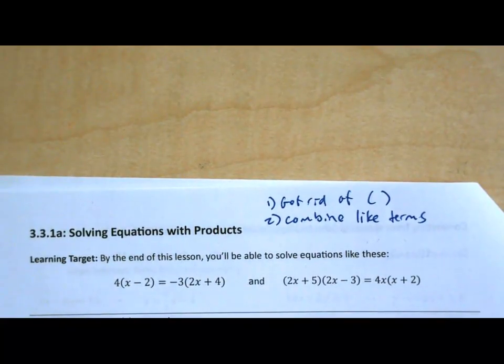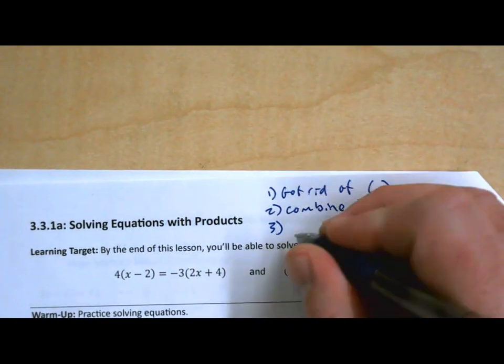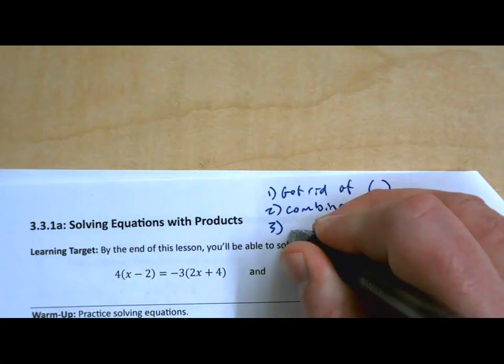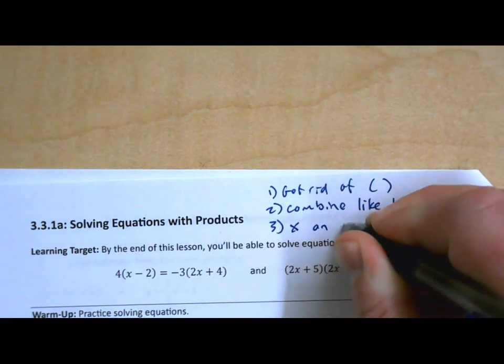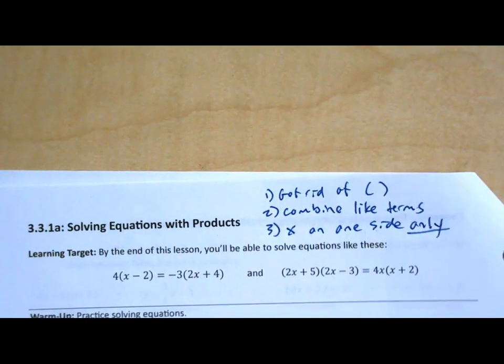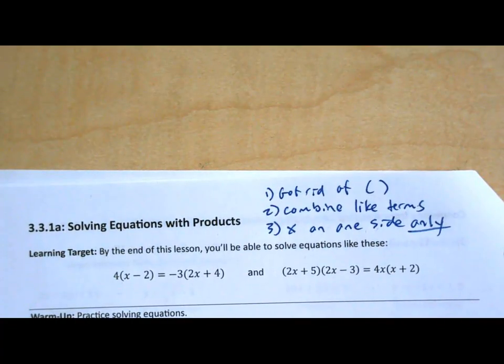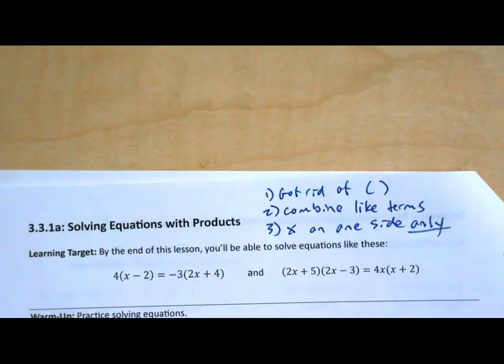And then number 3, this is the one that a lot of times people will forget before they start solving. You only want x's on one side. If you've got x's in 2 different places, you can't solve for x. You're eventually going to have to get it so there's only an x on one side. So if you do have x's on both sides, you need to get rid of one of them.